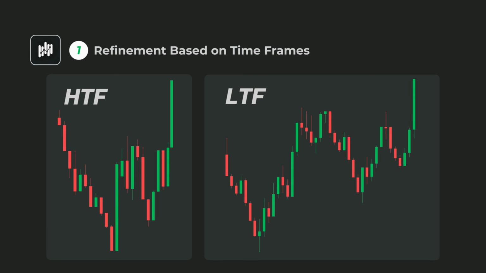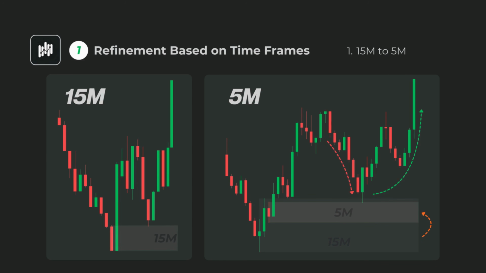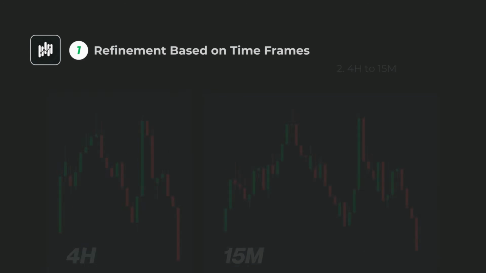There are two main types of time frame refinement: 15-minute to 5-minute. Here, we take a zone that exists on the 15-minute chart and refine it on the 5-minute chart to identify more precise reaction points. This helps us see where price shows its initial response inside that zone.